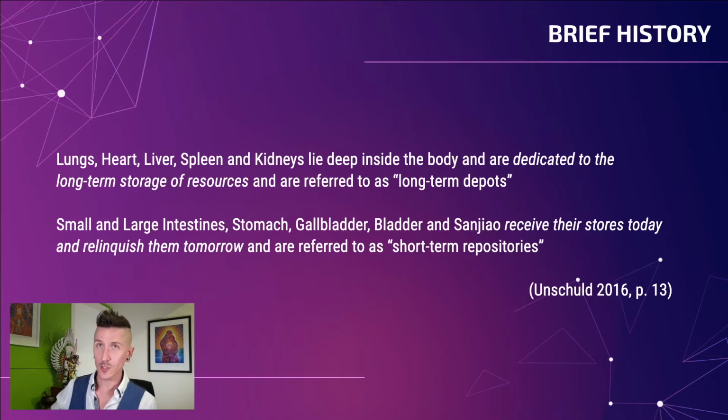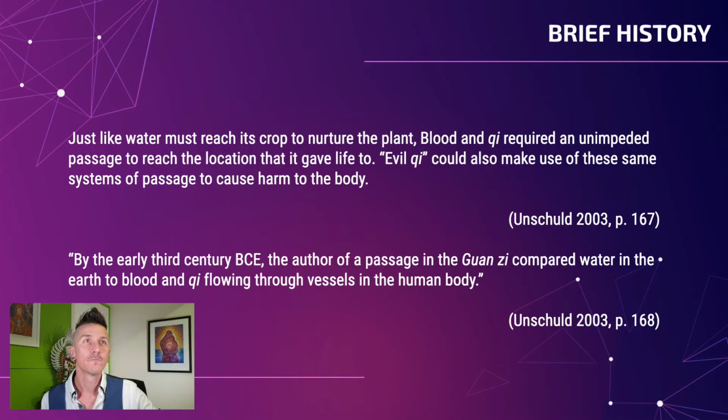to as short-term repositories. So once again, this is a reflection of what's going on in Chinese society, in the village, in the farming life, in the irrigation, reflected onto exactly how they perceived what was going on in the body. Just like water must reach its crop to nurture the plant, blood and qi required an unimpeded passage to reach the location that it gave life to.